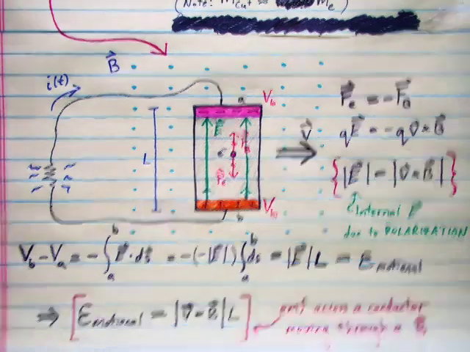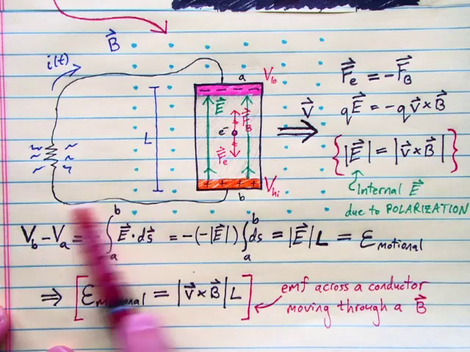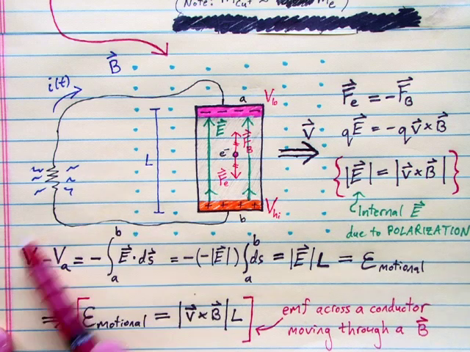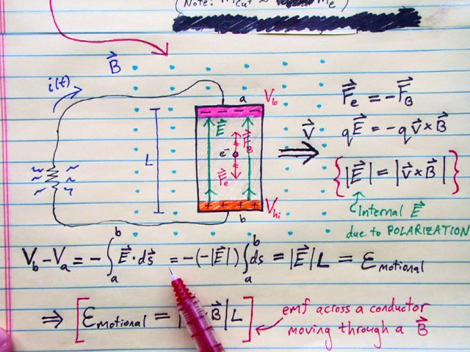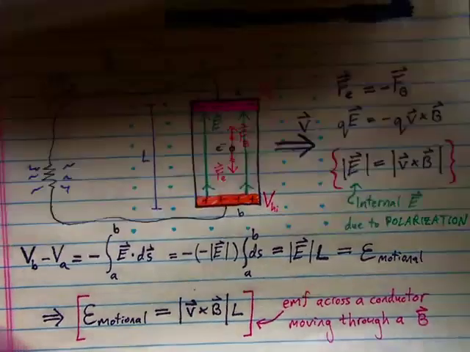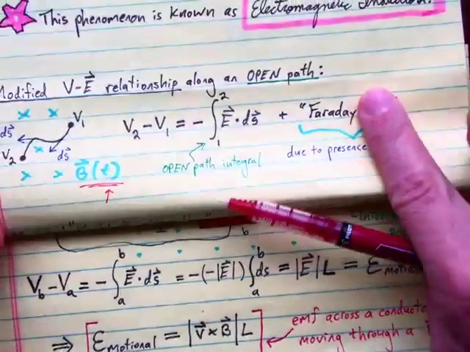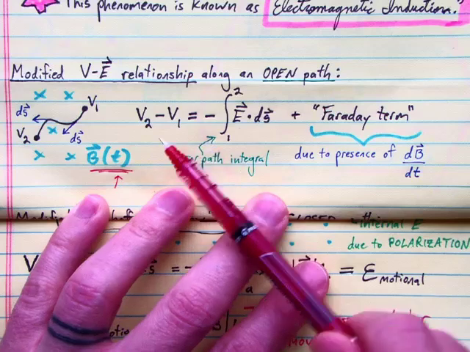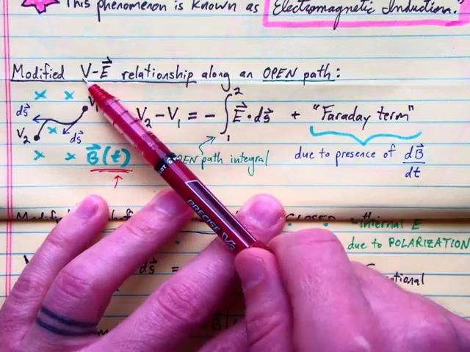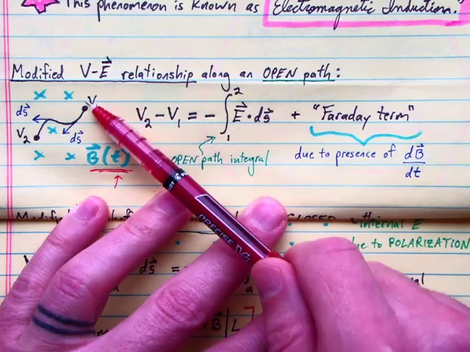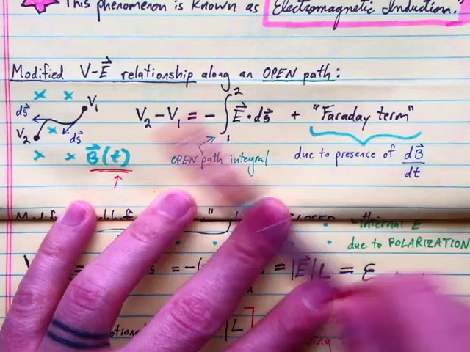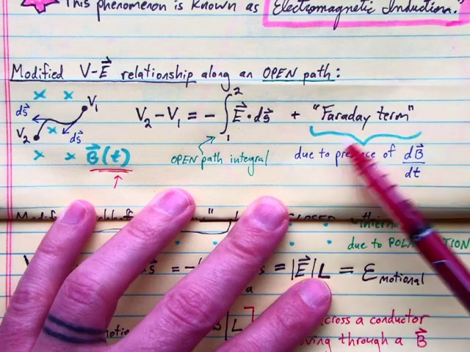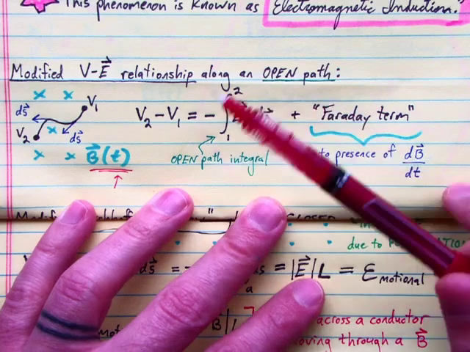Footnote number 2, regarding this equation. We have recently written down a modified version of this that takes into account the possibility of a time-dependent magnetic field. Going back to a previous video, when we were discussing Faraday's law, we said that this equation here, our potential field relationship along some open path, might need to be modified if there is a time-dependent magnetic field in the background. We might need to add some Faraday term. We never specified what that term was for an open path.